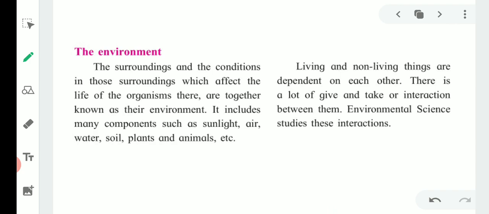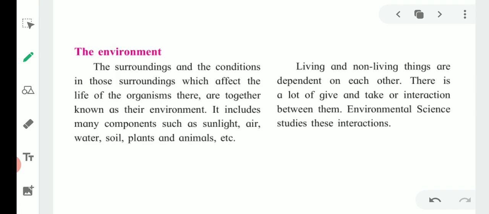The environment. What is environment? On page number 19 you have to see this. The surroundings and the conditions in these surroundings which affect the life of organisms are together known as their environment, which means we are living in a particular area. Our surrounding place is called our environment, and if some plants or some animals or some trees are living in the forest area, then their surroundings are their environment.